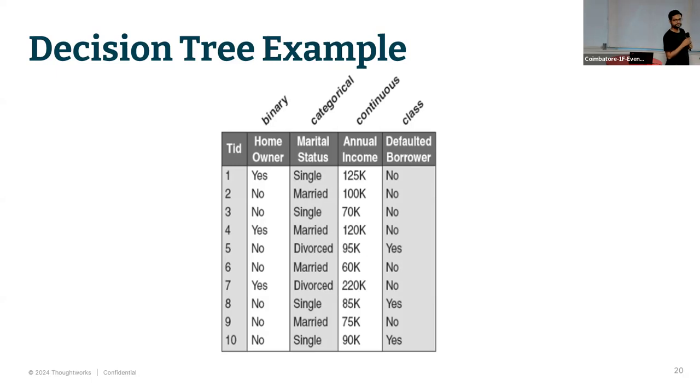Okay. Good learnings. But any other patterns? Annual income. Right. Okay, right. Okay, all those who have defaulted are in that range.